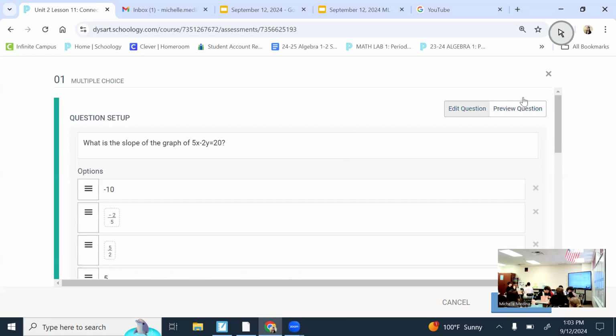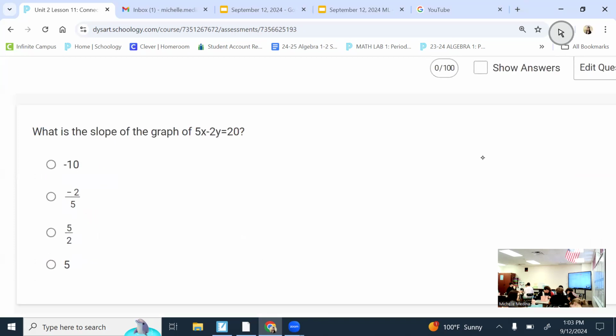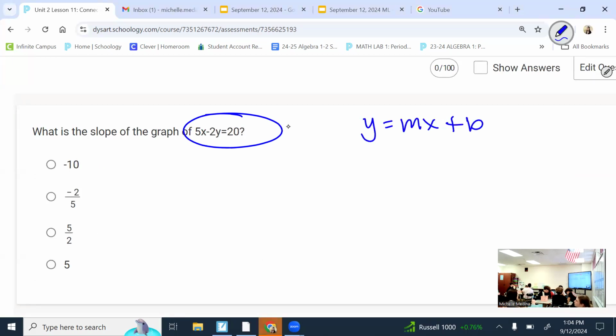Okay. So what is the slope? First, let me ask you, is this in slope-intercept form? What's the formula for slope-intercept form? And when it's in this form, it's really easy to see your slope because then it's just what's in front of the x. So what I'm going to do is rearrange this into this form by getting the y by itself. So if I want to isolate the y, what do I need to get rid of first? How do I get rid of it?